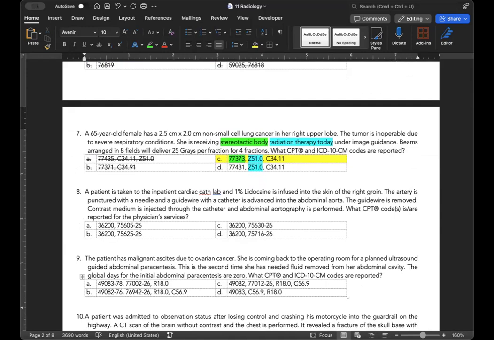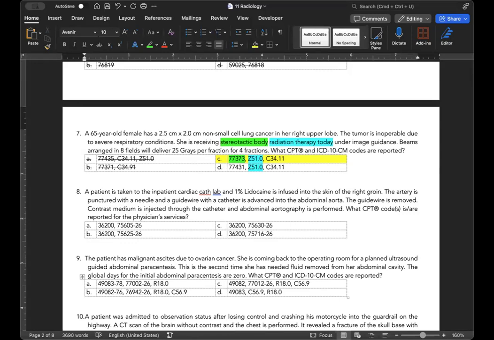All righty. Number 8, patient is taken to the inpatient cardiac cath lab and 1% lidocaine is infused into the skin of the right groin. The artery is punctured with a needle and then a guide wire with a catheter is advanced into the abdominal aorta. The guide wire is then removed and then contrast medium is injected through the catheter and the abdominal aortography is performed.